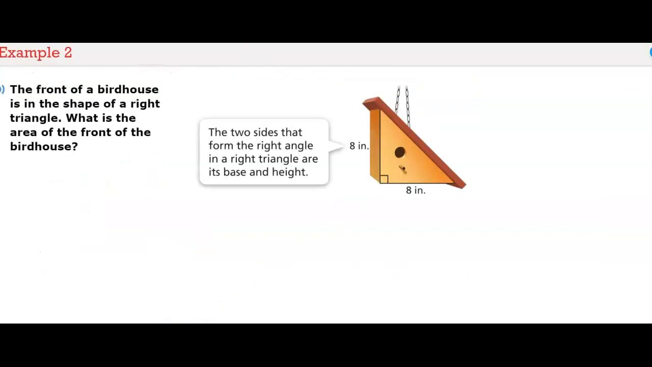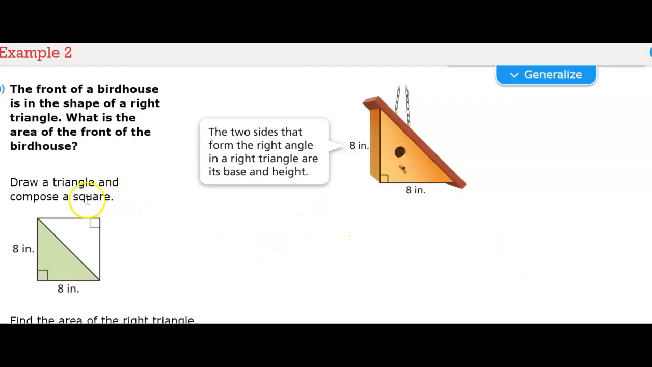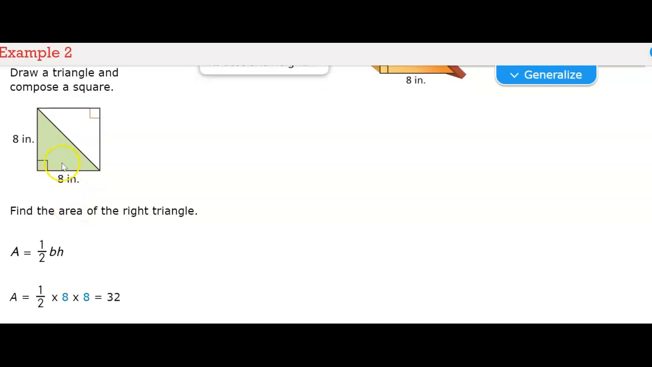The front of a birdhouse is the shape of a right triangle. What is the area of the front of the birdhouse? The two sides that form the right angle in a right triangle are its base and height. So the base is 8 inches here, and the height is 8 inches there. You're going to draw a triangle and compose a square. So now you take that triangle and you draw on another one, and it creates the same thing, and it creates a square.